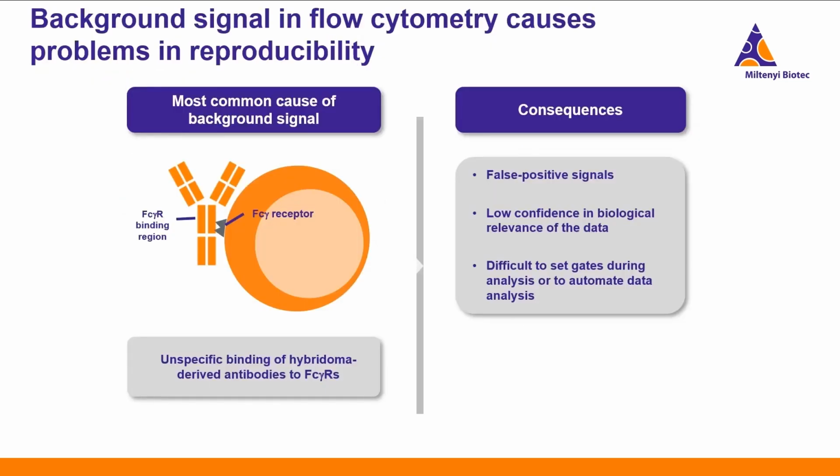Under classical conditions with hybridoma antibodies, the Fc receptors present on the surface of immune cells readily bind to the Fc gamma receptor binding regions of antibodies. This interaction is a natural aspect of the immune system, serving to identify and target antibodies attached to infected cells or invading pathogens. However, in the context of flow cytometry antibody staining, this interaction poses a challenge by potentially generating false positive results.